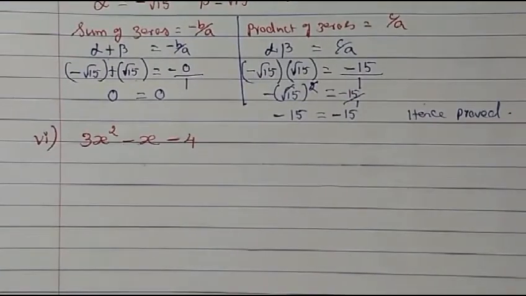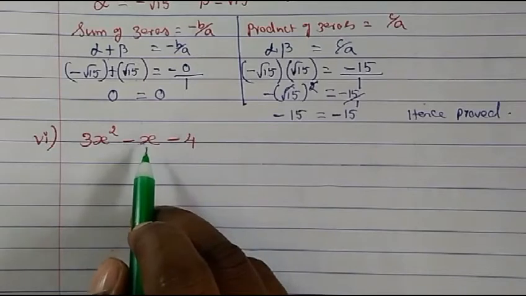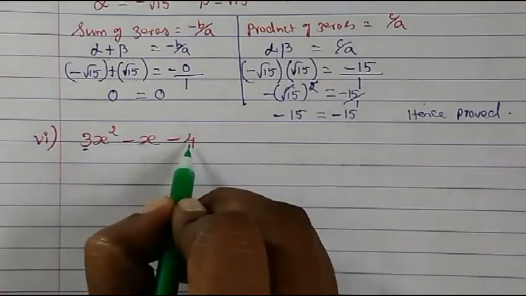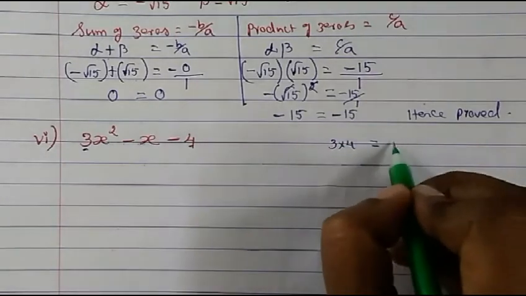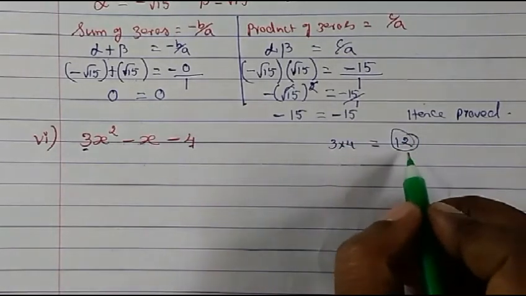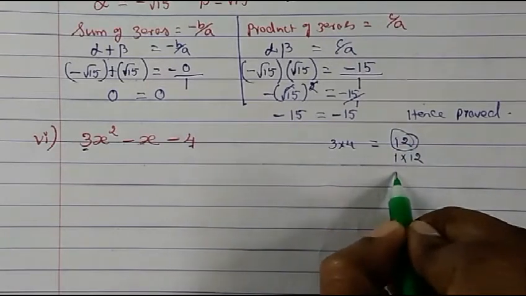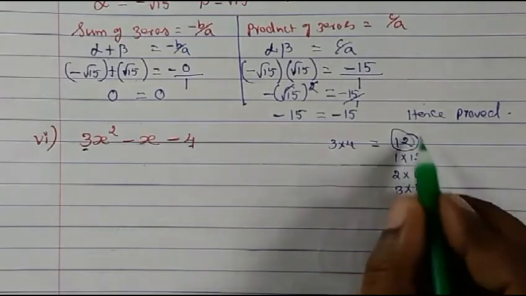So now let's see the fifth one. In the fifth one, we have 3 terms in standard form, so we can split the middle term. You know how to do it. First, we multiply the first term and the last term: 3 into 4 will give us 12. Now find the factors of 12. 1 into 12 is 12, then 2 into 6 is 12, then 3 into 4 is 12.